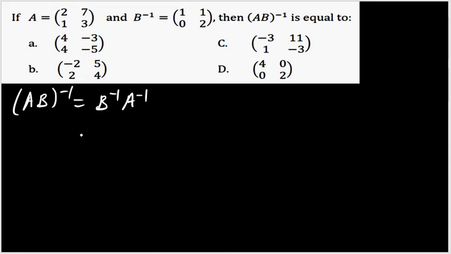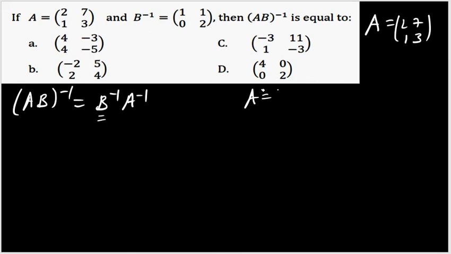It's like that of AB the whole transpose is equal to B transpose times A transpose. So AB the whole inverse means B inverse times A inverse. But we are given B inverse, and we don't know A inverse. Let's find A inverse. The A is given already. To use the space, the A is 2 7 and 1 3.